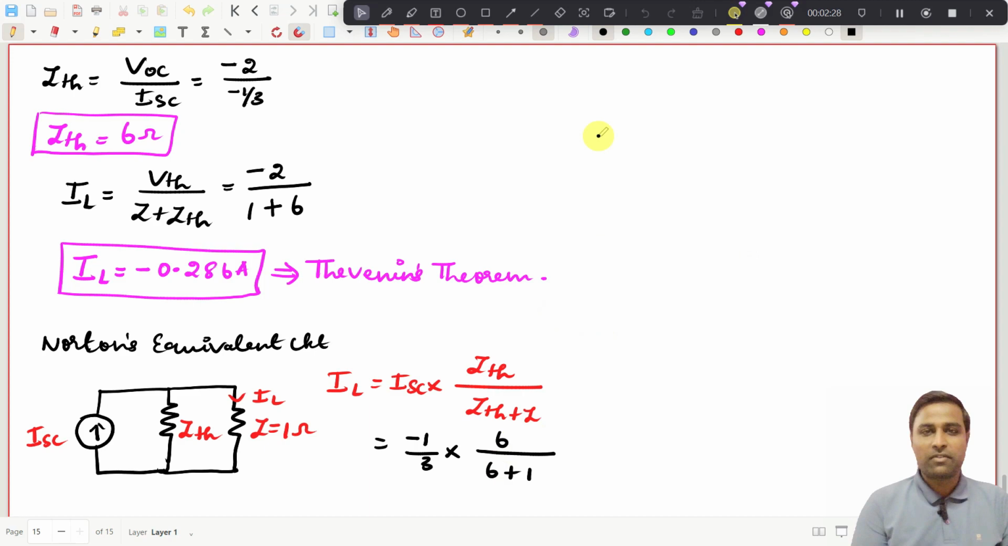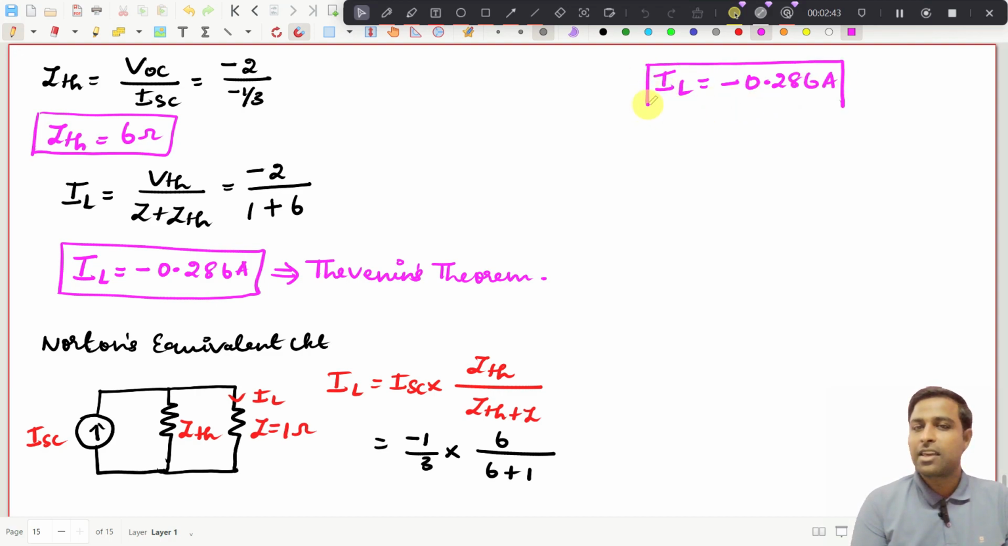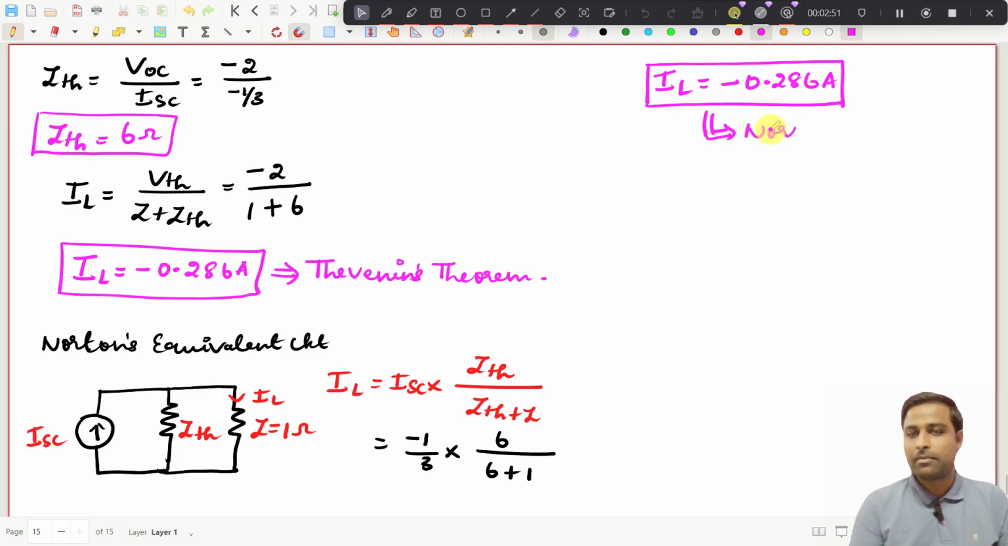If you simplify this, obviously IL should be equal to minus 0.286 amperes. You will get that. Try to simplify this. We have taken a single problem, and we have got the answer through Norton's theorem.